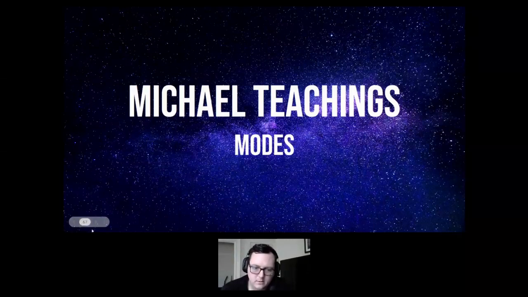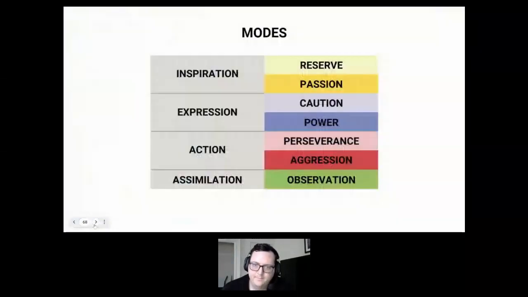Let's do the next slide. So these are the modes. There's 7 of them, just like all the other characteristics in your Michael chart. Each one of these aligns with the different roles.